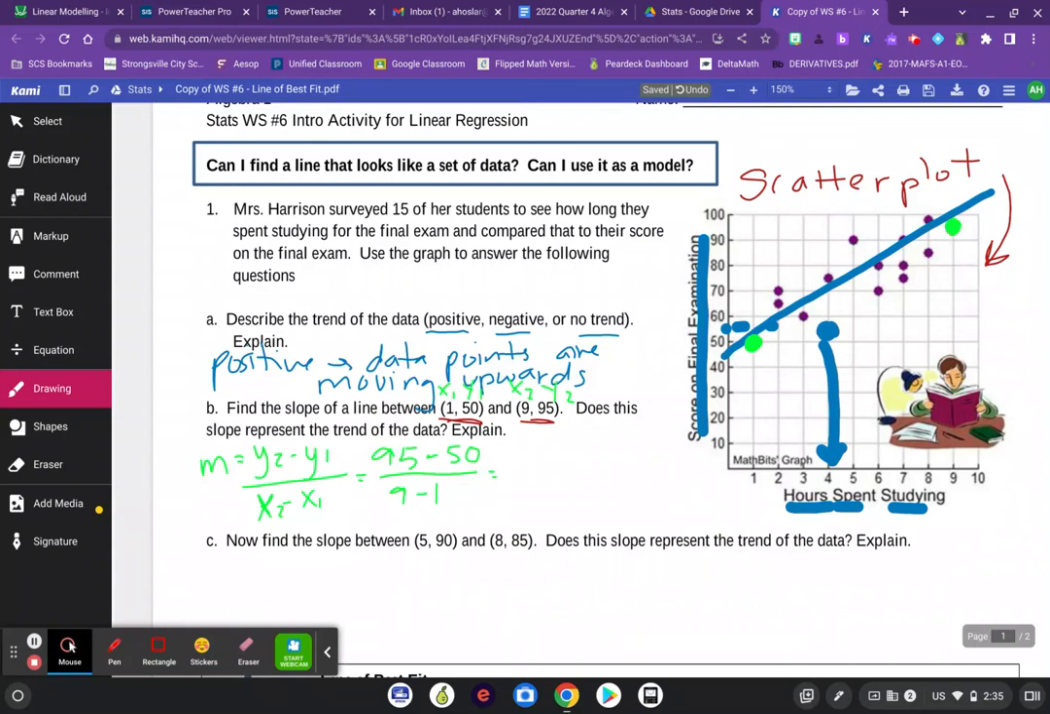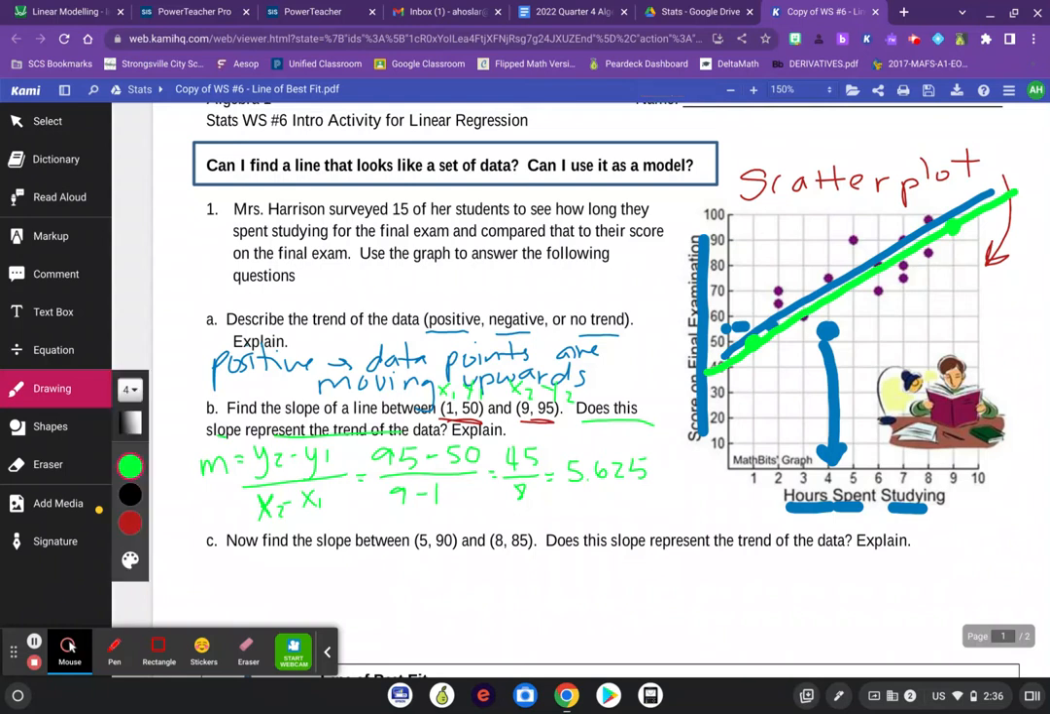So I get 45 over 8. And when I divide those, I get 5.625. So then it says, does this slope represent the trend of the data? Well, my slope is positive. In fact, if I were to draw a line through these 2 points, that line would match the trend of the data. It's moving in the same direction as my data, okay?